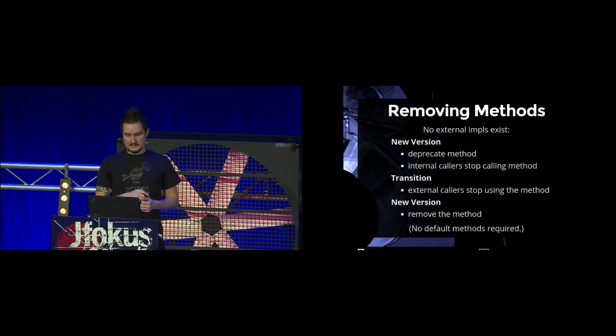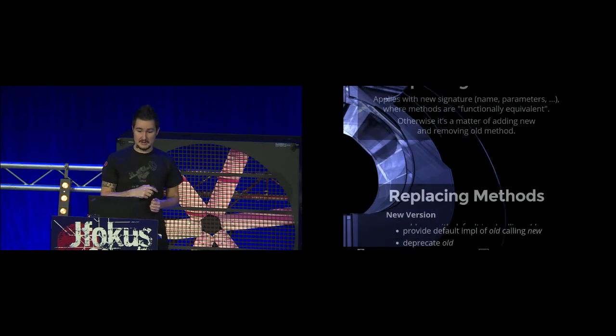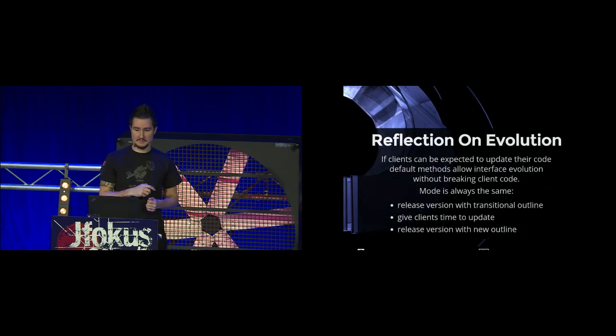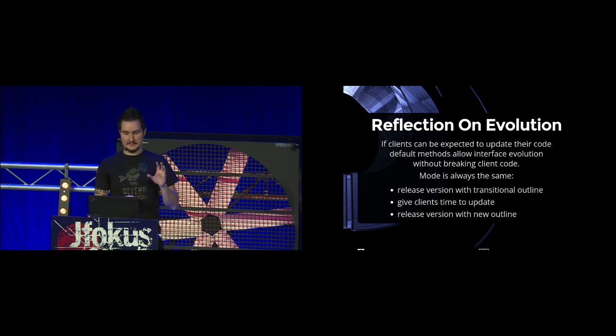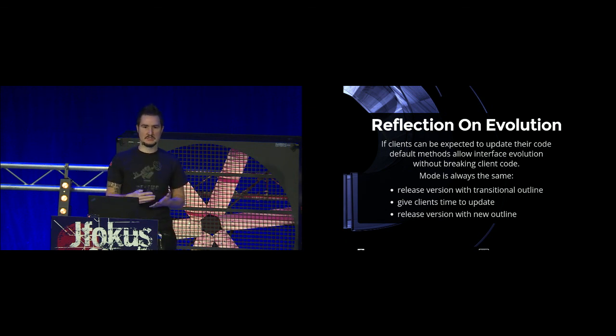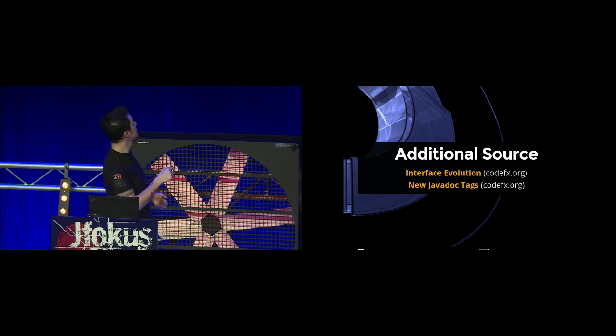You can do that for removing methods, where there are external implementations or not. You can do that for replacing methods, and so on, but we're not going to do that in detail. So in general, if the client can be expected to update their code, then you can use default methods to slowly evolve an interface by adding, removing, or replacing methods. And the mode is always the same: do it in your version, give the client time, then release a version with a new outline. If you want to know more about that, you can read that post. If you think about documenting that choice, which I can recommend, you can use the new Javadoc tag that came in Java 8.